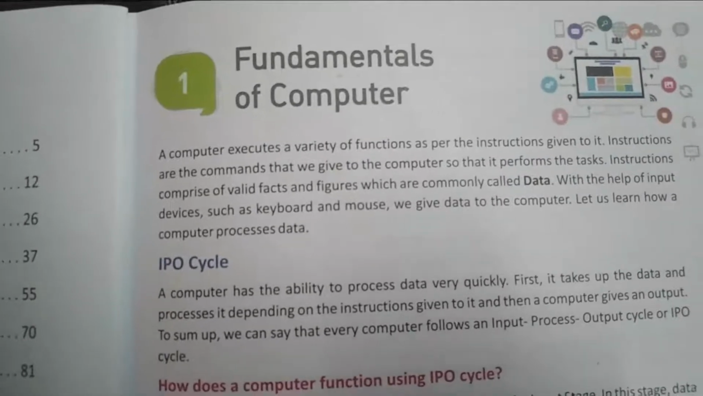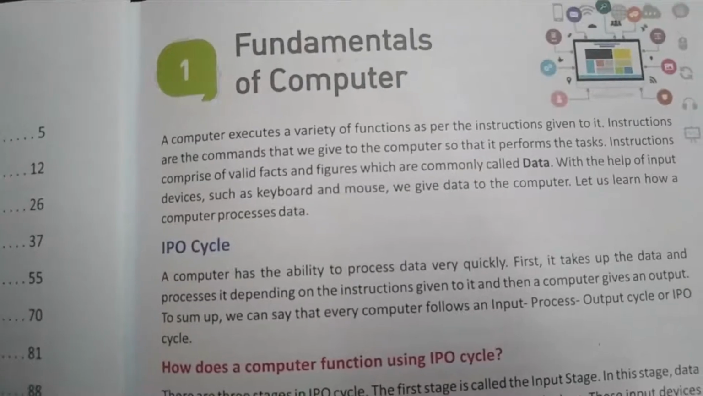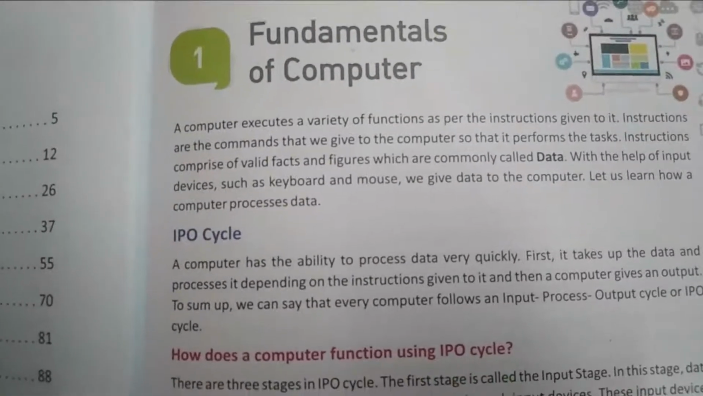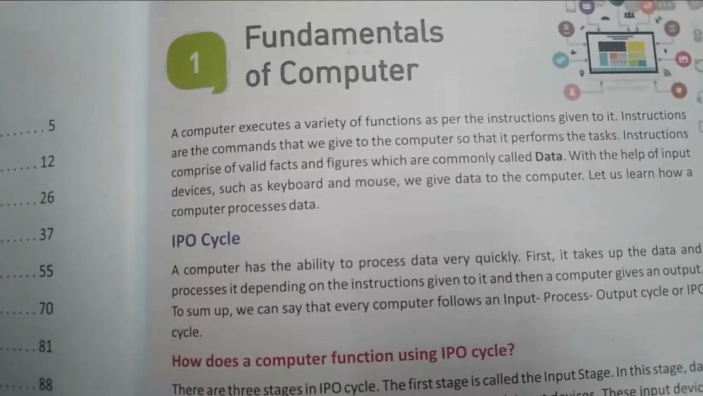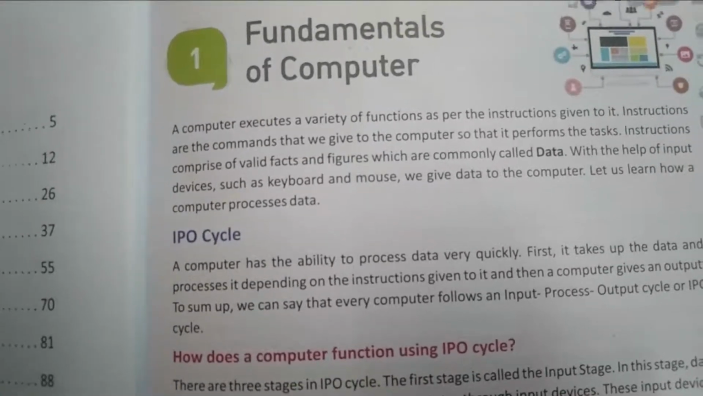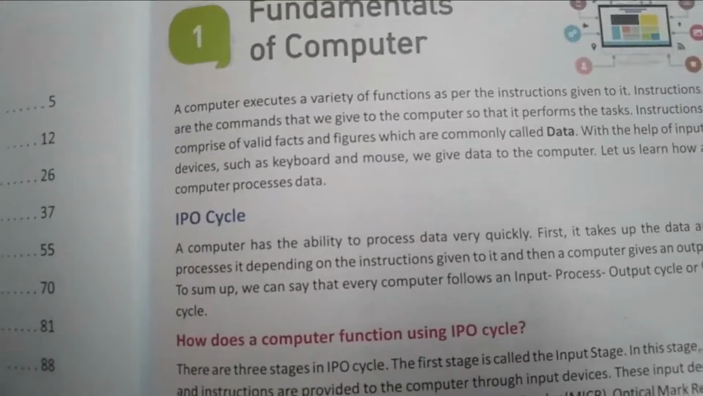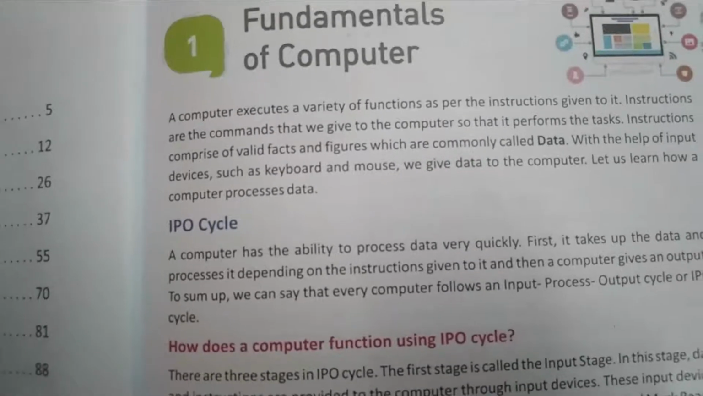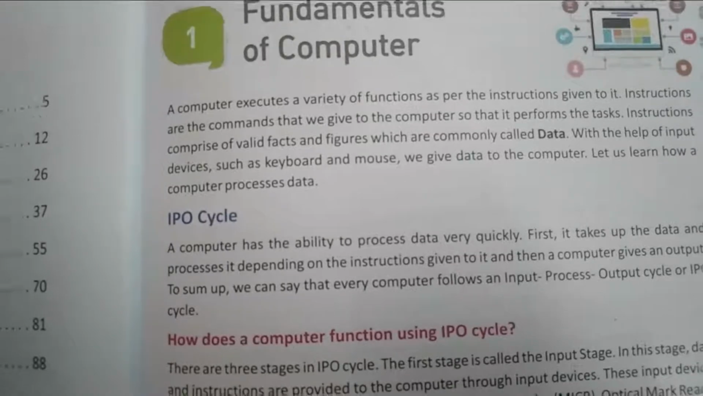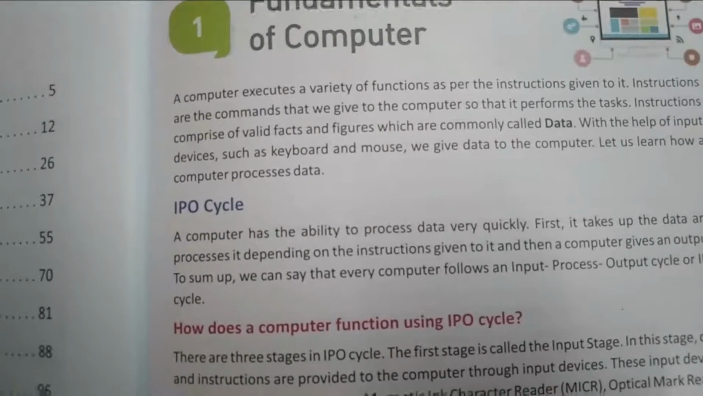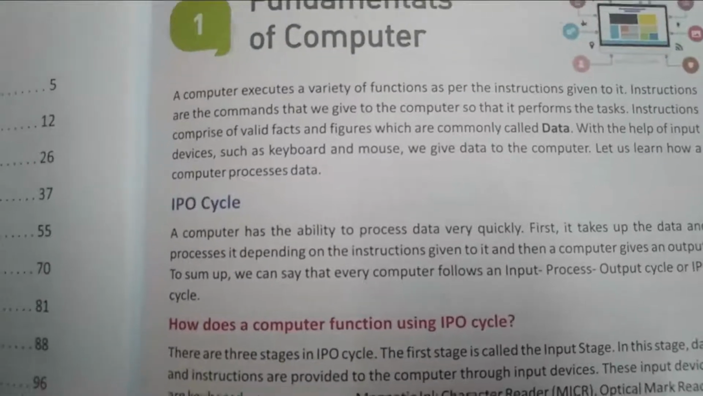A computer executes a variety of functions as per the instruction given to it. Instructions are the commands that we give to the computer so that it performs the task. Instructions comprise valid facts and figures, which are commonly called data. With the help of input devices such as keyboard and mouse, we give data to the computer. Let us learn how a computer processes data.